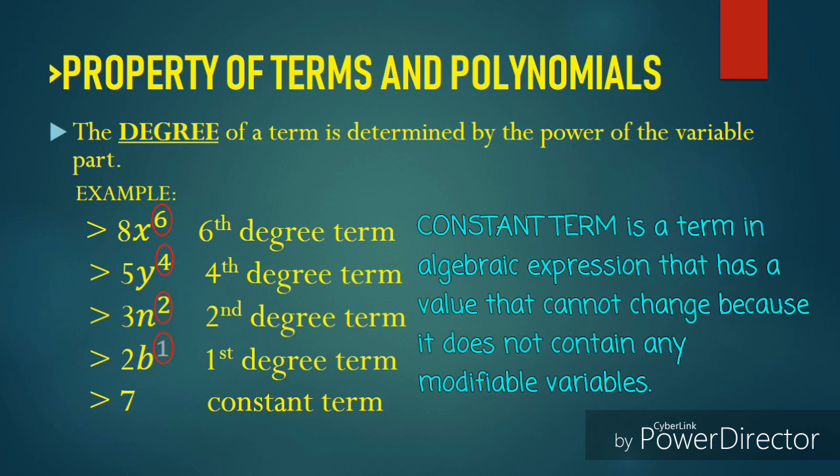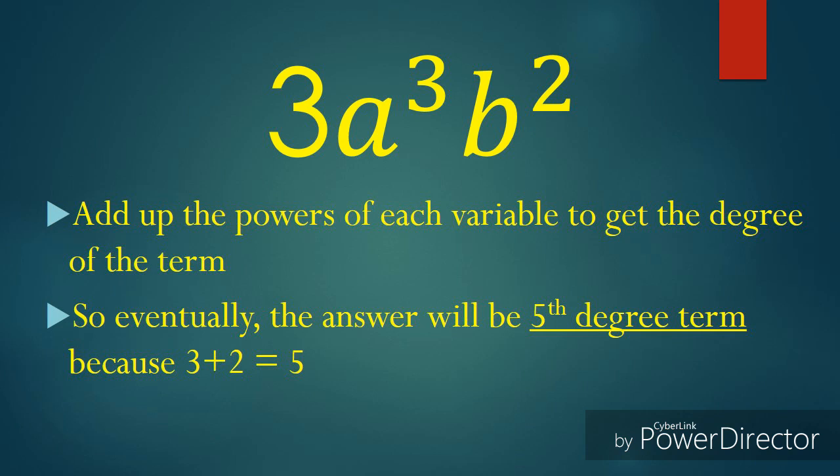Constant term is a term in an algebraic expression that has a value that is constant or cannot change because it does not contain any modifiable variables. Paano naman pag binigyan ka ng term na more than one variable? Ang gagawin mo lang is add up the powers of each variable to get the degree of a term. So eventually, the answer will be 5th-degree term because 3 plus 2 is equal to 5.